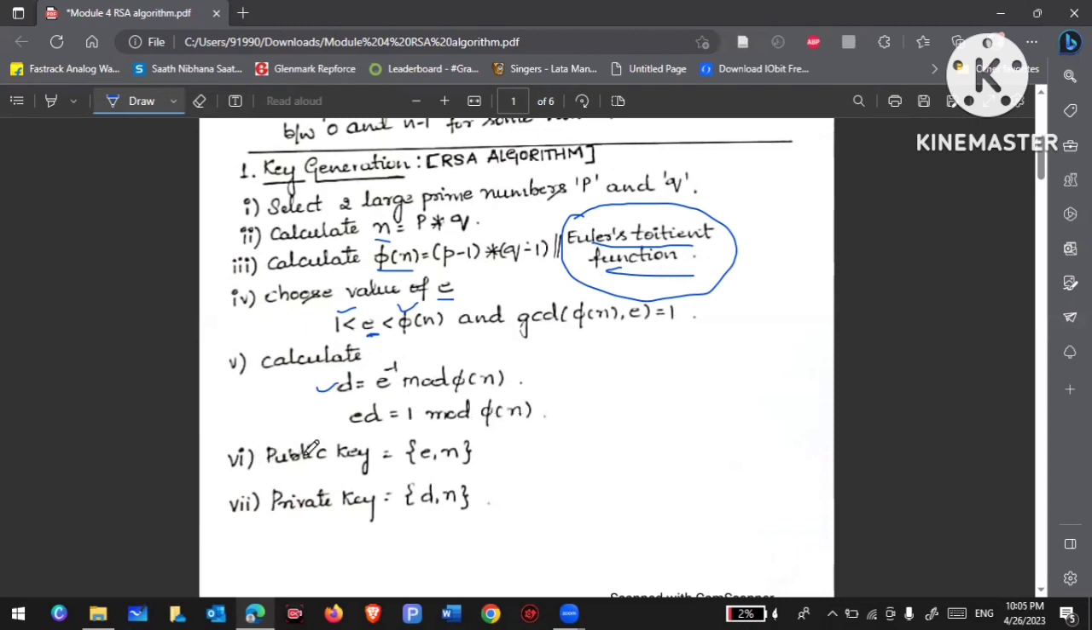Then the next step is the public key. The public key we will find out by plugging in the values of E and N. And then the private key we find out by plugging in the values of D and N. D value we will get from step 5. N value we will get from the second step. E value we will calculate from step 4.